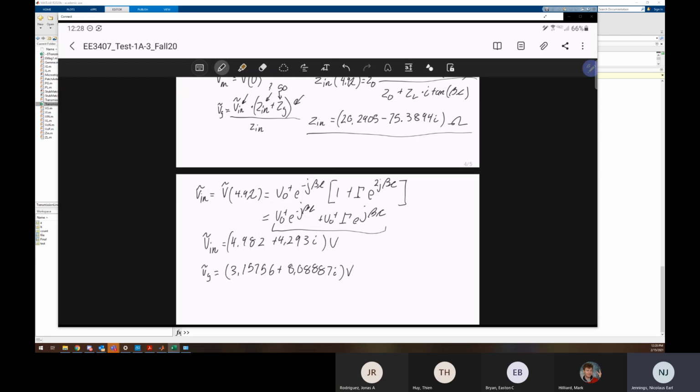And when you're looking at the voltage in this format, it looks confusing, right? The generator voltage, some imaginary component. What the heck, right?